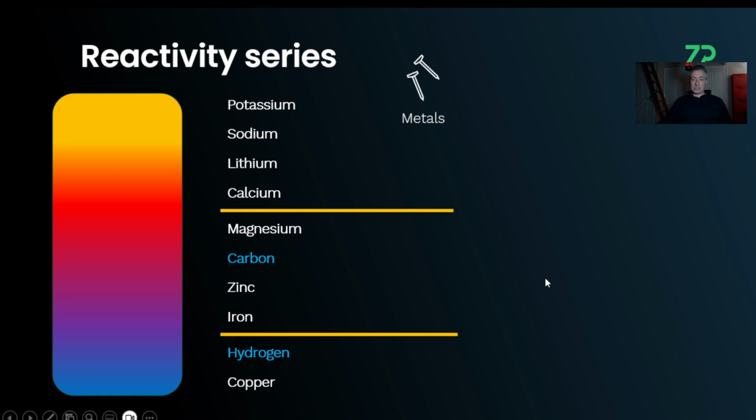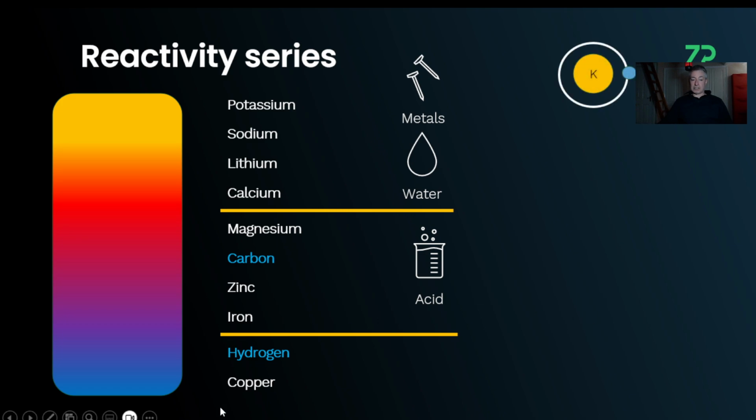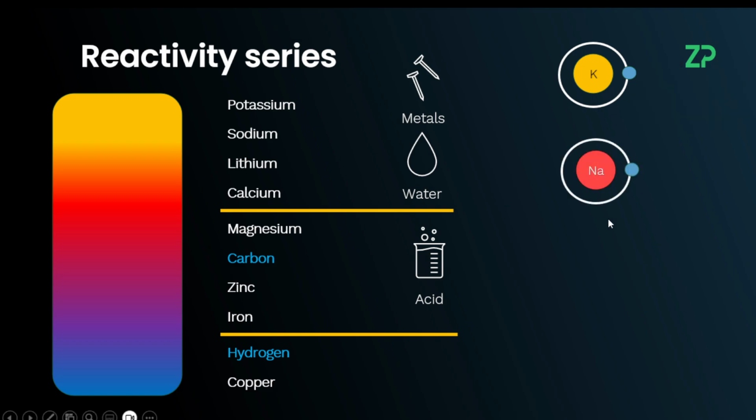Now metals can react with water. They can also react with acids. So above that first yellow line, you can see calcium, lithium, sodium, potassium tend to be able to react with water. Below that yellow line, magnesium, zinc, and iron tend to be able to react with acid, and then copper is the least reactive.